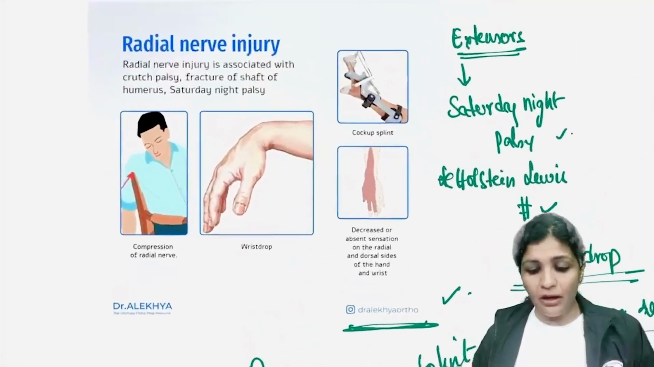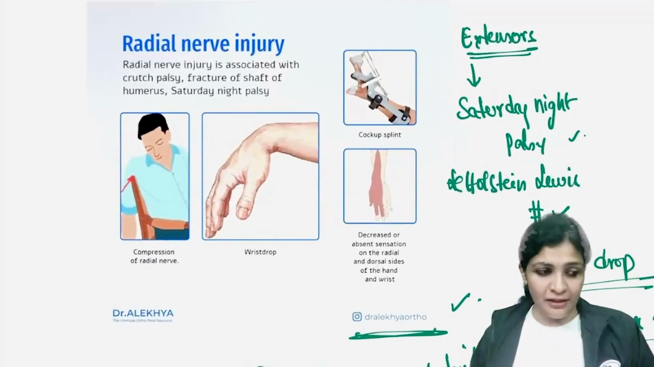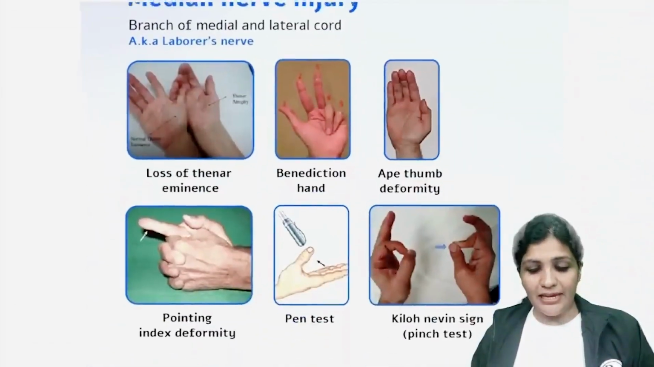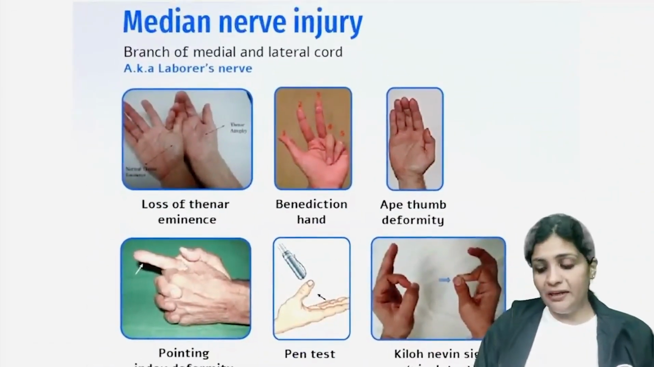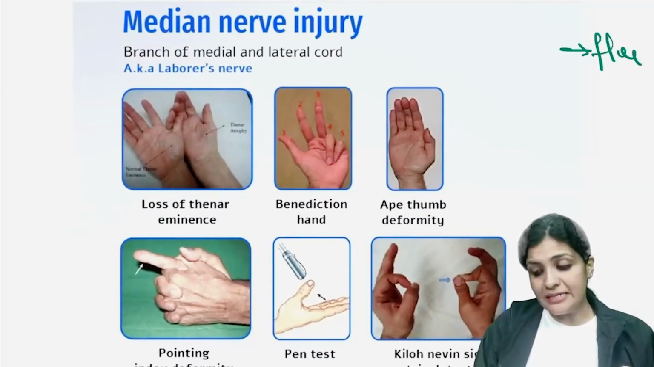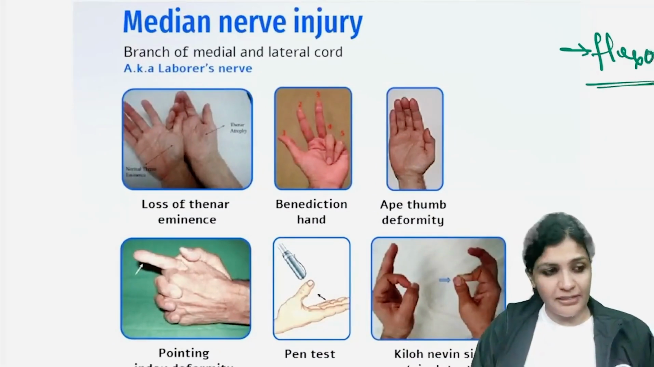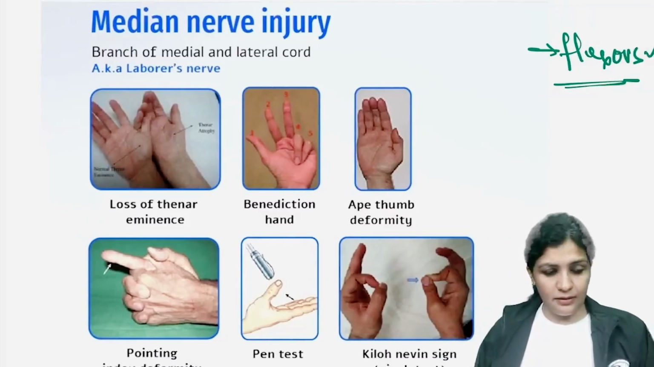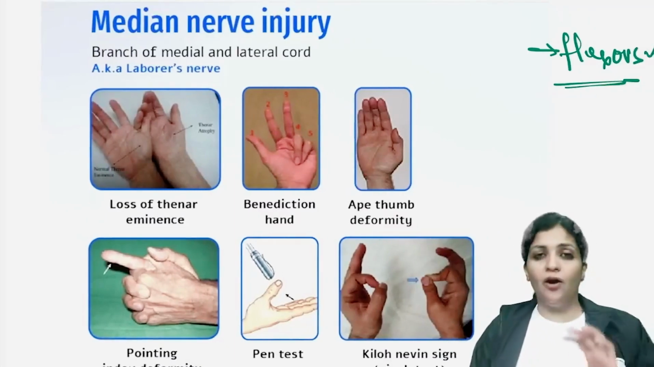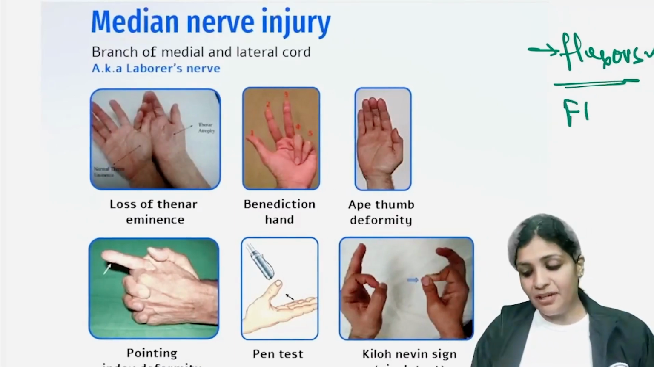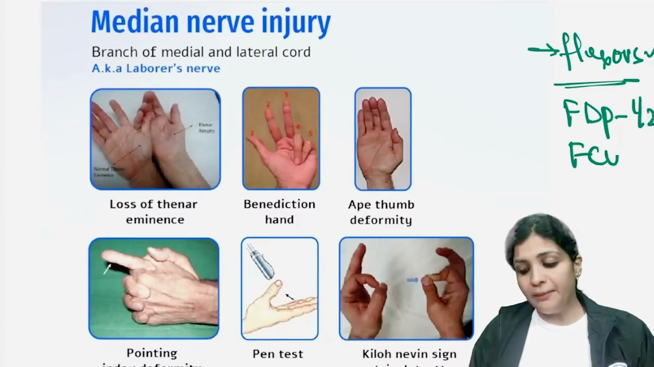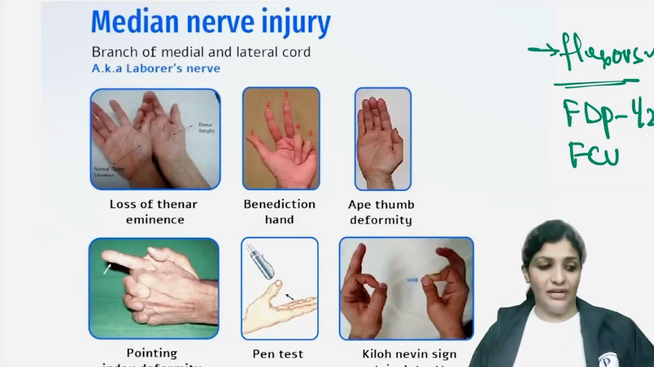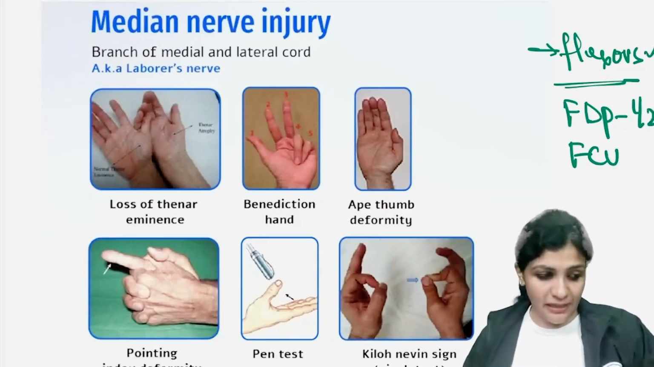So this is about your radial nerve injury, right? The next one comes to your median nerve. The median nerve supplies the flexors, right? It supplies all the flexors except the flexor digitorum profundus medial half and the flexor carpi ulnaris. These two are not supplied by the median nerve. All the rest of the flexors are supplied by your median nerve.